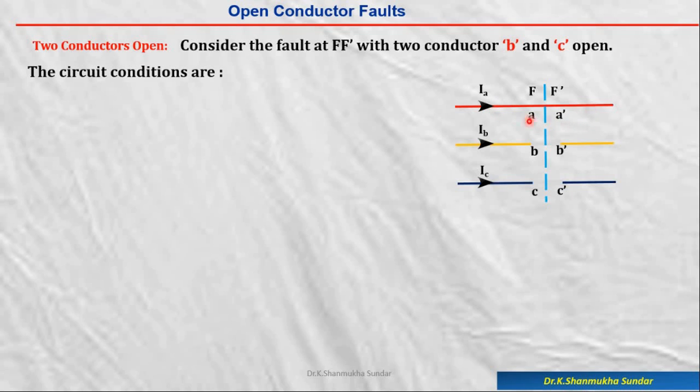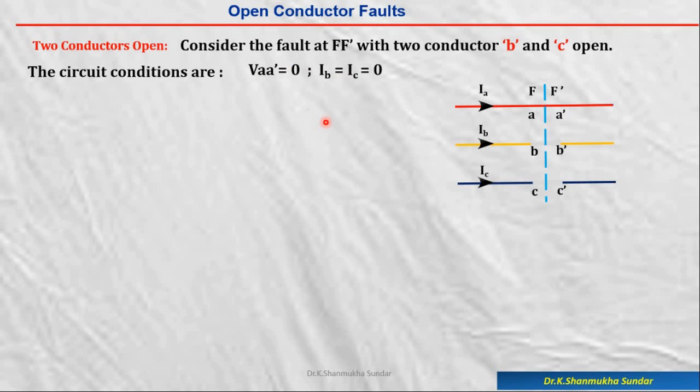Some current will be there. What is VAA' between this point and this point? It is 0. Then what is VBB'? It is an open circuit voltage. Some voltage exists. VCC' exists. Okay, so then what is IB? It is open, 0. What is IC? It is open, 0. So let us represent: VAA' between these two is 0, then IB and IC are equal to 0. These are the circuit conditions.